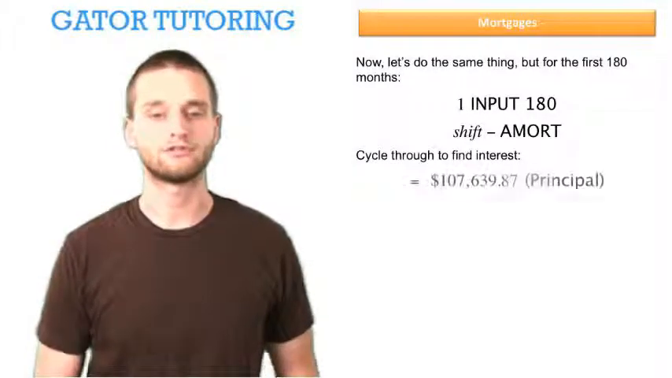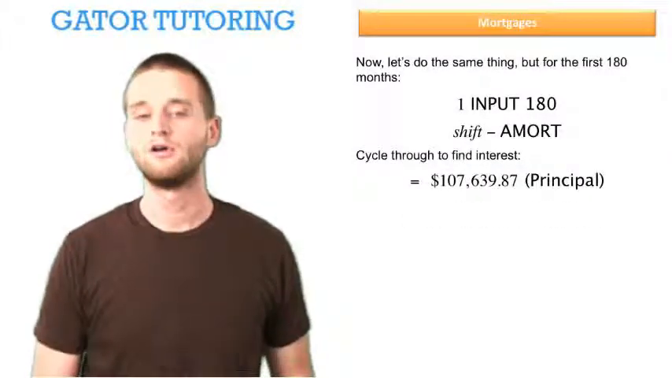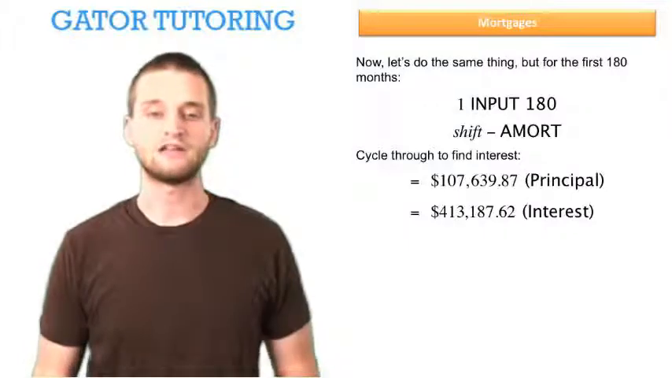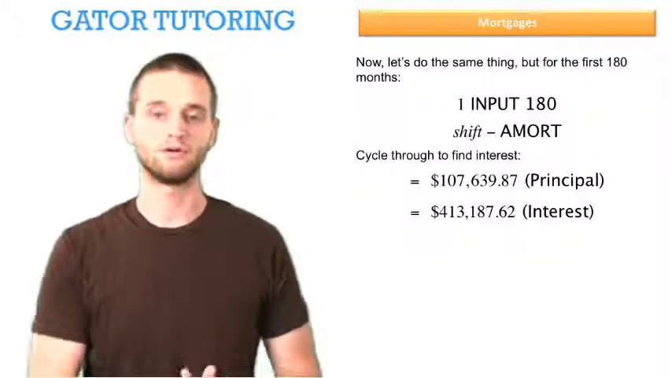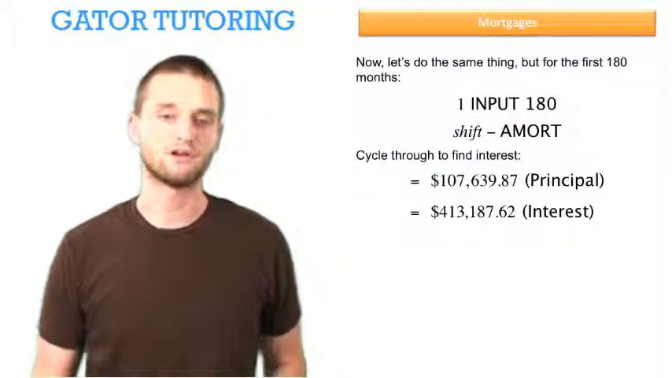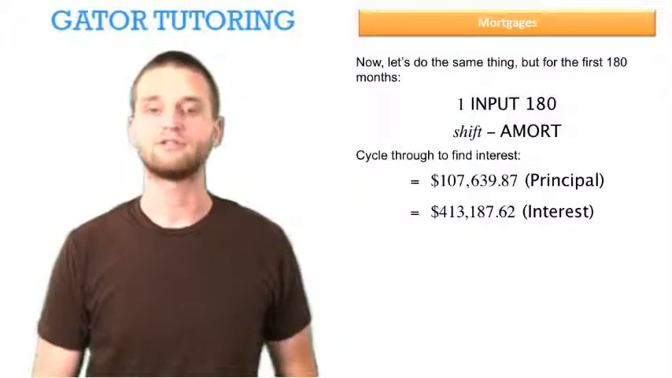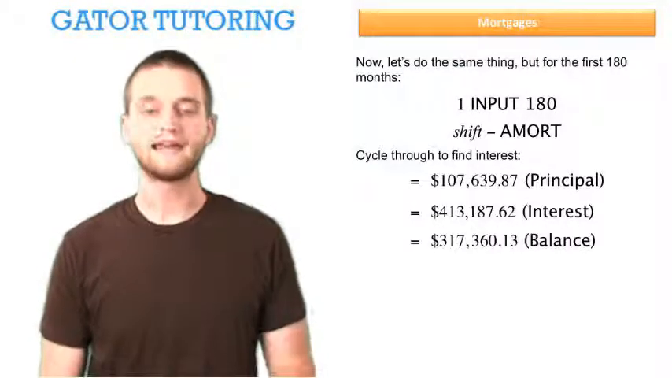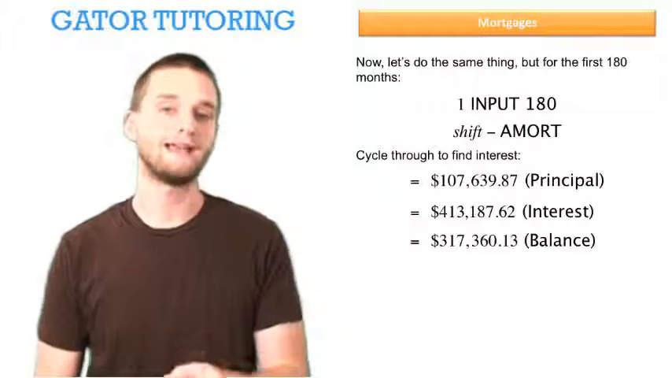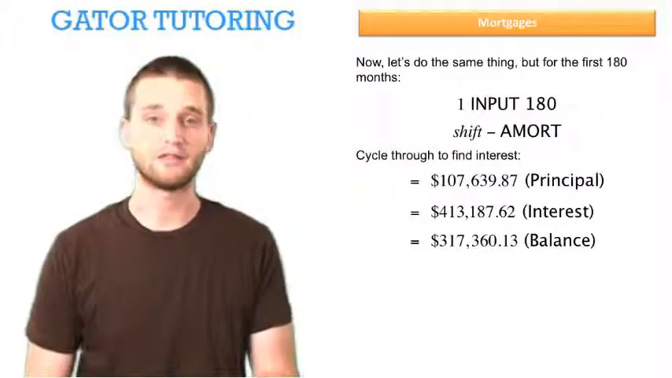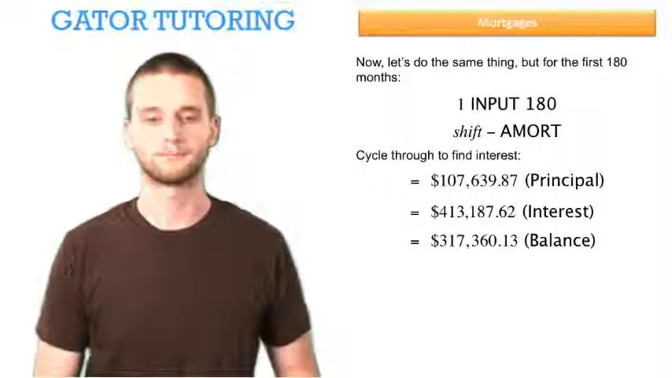through to find interest. We hit equals, we see the principal, we hit equals again, and we see the interest in the first half of the life of the loan is $413,187.62. Again, if we wanted to, we could find the balance that remains at the end of that 180th month by pressing equals once more.